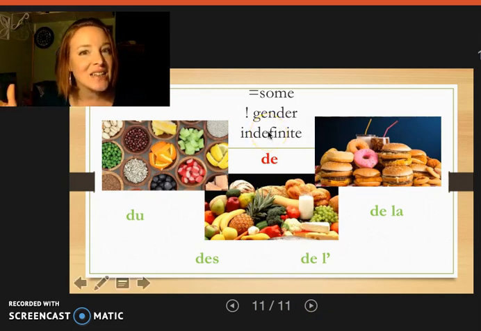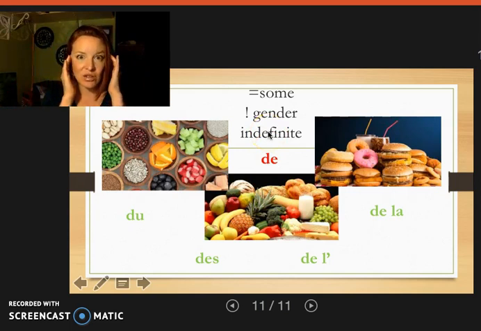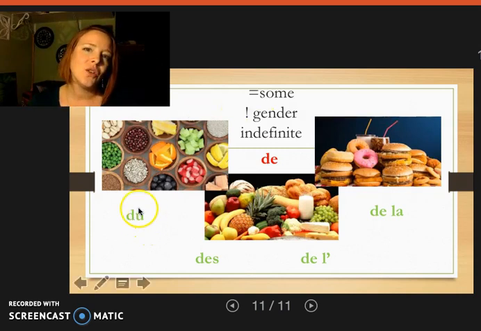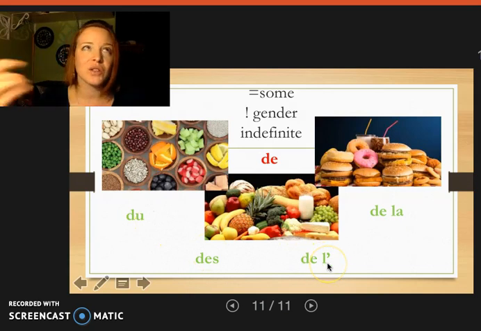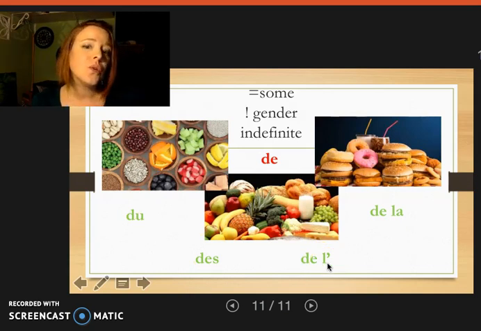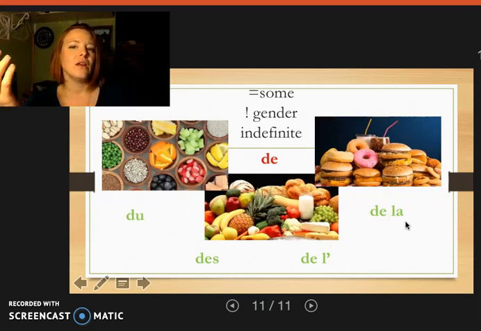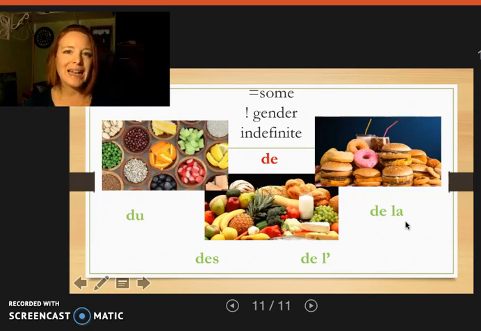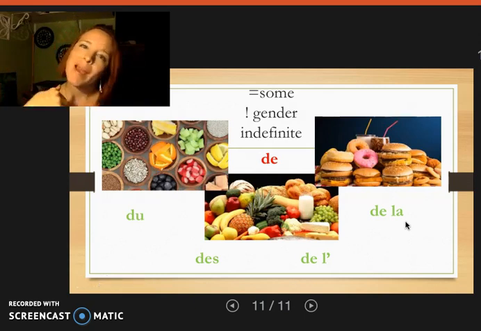Notice for each of these things, though, I'm going to have to know the gender of the food that I want to talk about. This is going to take some memorization, because if what you're talking about is masculine and you only want some of it, you want du. If what you want is plural, you want des. De l' is for the next word that starts with a vowel, like water, eau, de l'eau. De la would be something that's feminine. Like, je veux un peu de la banane que tu manges pour mon céréal. I'd like a little bit of the banana you're eating for my cereal.